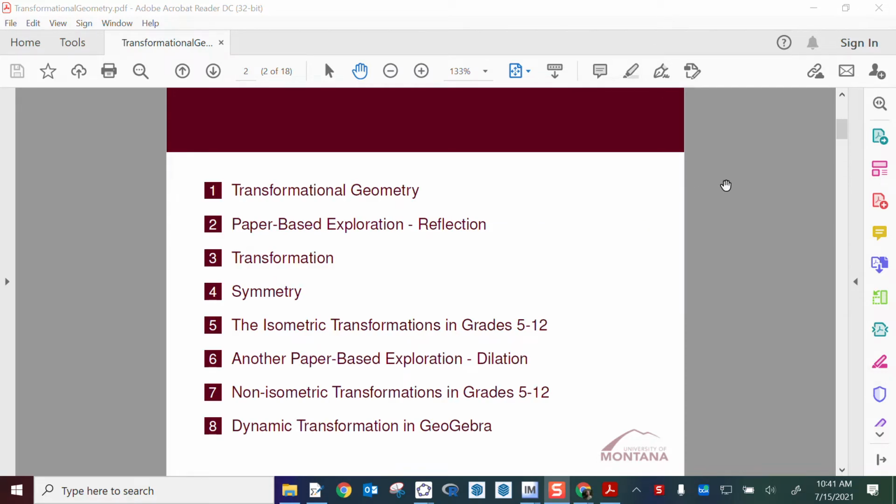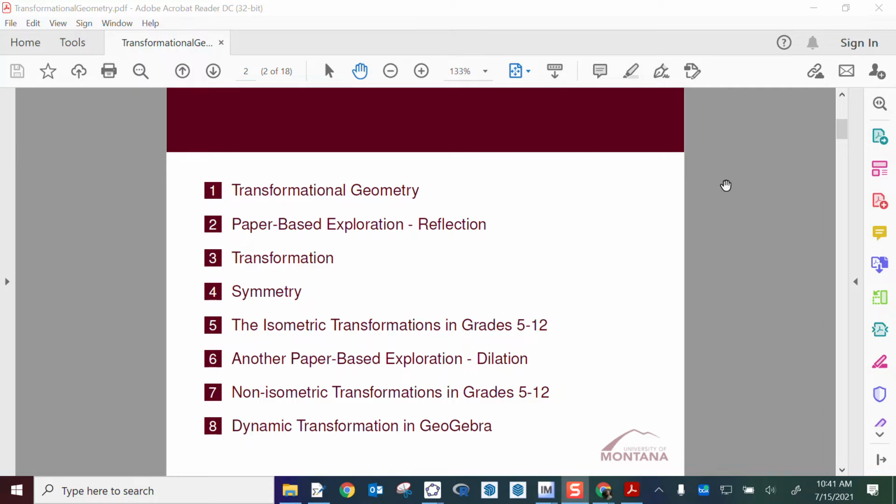So I want to discuss, well, what is this thing, transformational geometry, and then take a look at a paper-based exploration of reflection. So dive right in with some sort of hands-on thing, and then formally define what a transformation is, formally define what symmetry is, and then take a look at the three isometric transformations in grades K-12.